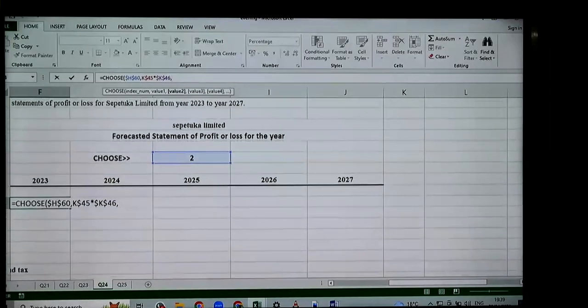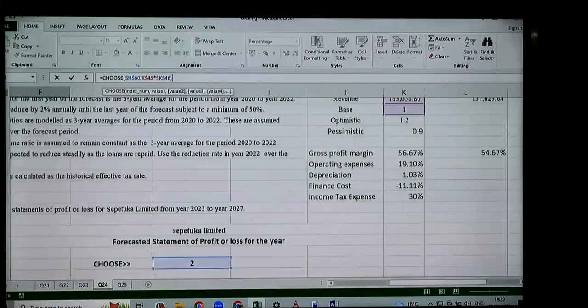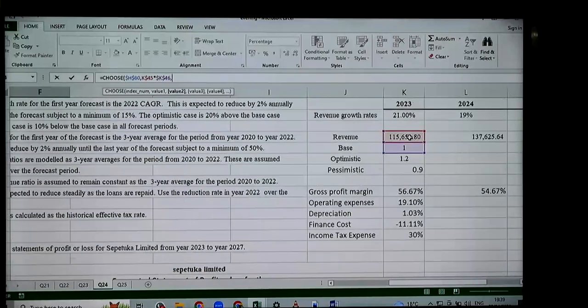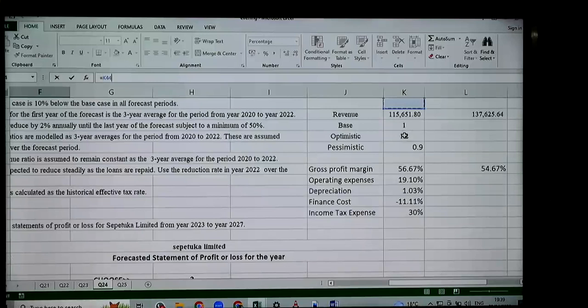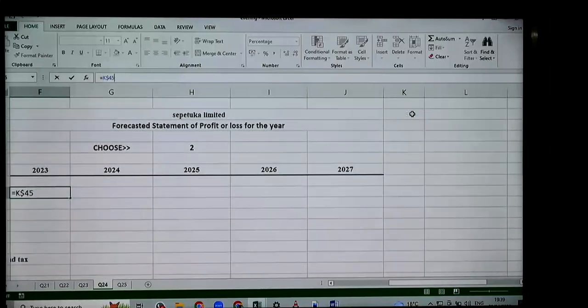So our second one will be our pessimistic case. That's why I was saying we can do it this way, instead of multiplying the same times two for each one. We can do this way: equal sign, we take this value here, and then we lock 45 alone. F4, we lock 45 alone.